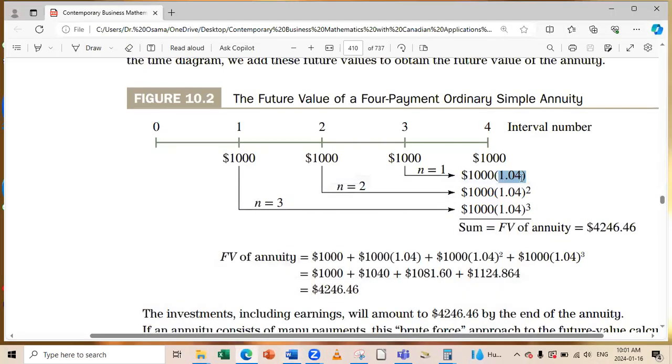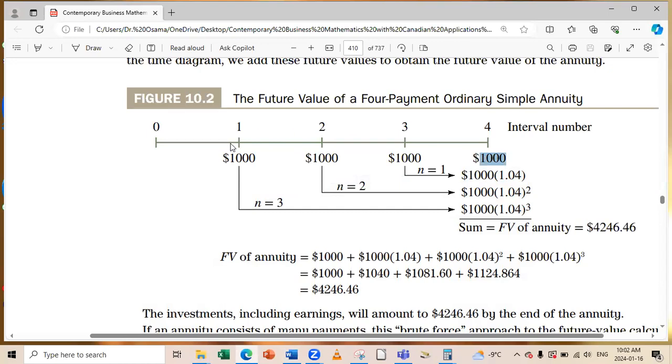That's what's shown up here. If you can see here now, 1,000 times 1.04, because this stayed in the bank. The third stayed in the bank for 1 year. The fourth one stayed for 0, because it's the end of the 4th year, which means that it didn't stay in the bank at all.